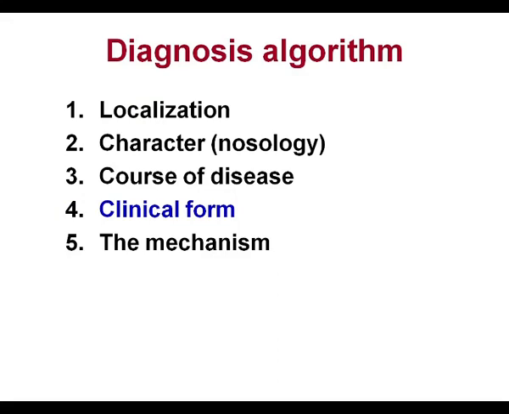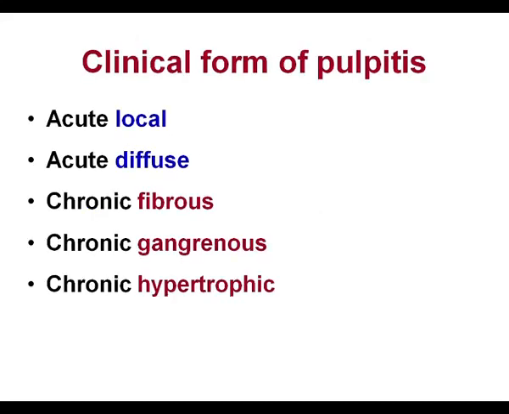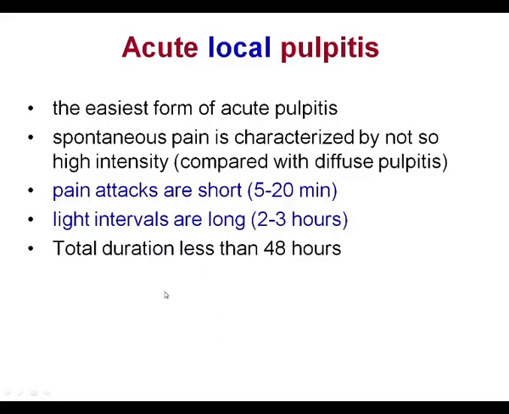The next characteristic is clinical form. In acute pulpitis, we have two clinical forms, local and diffuse, and in chronic course, we have three clinical forms, fibrous, gangrenous, and hypertrophic. Acute local pulpitis is the easiest form of acute pulpitis and characterized with spontaneous pain of not so high intensity compared with diffuse pulpitis.